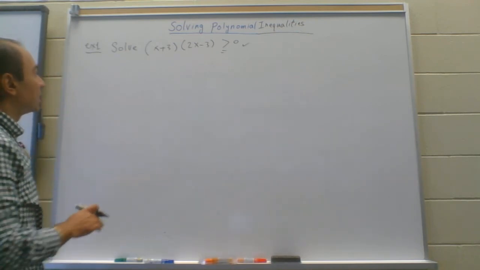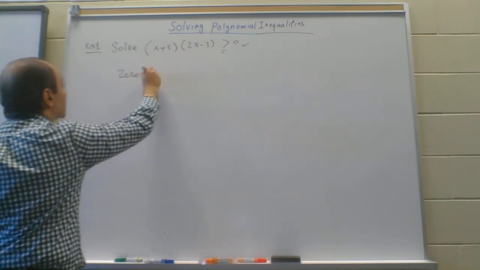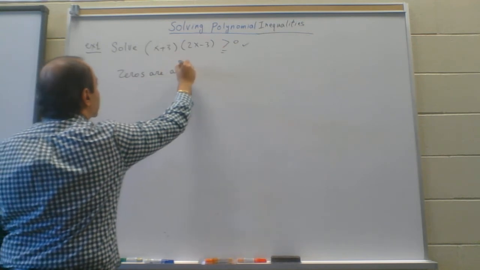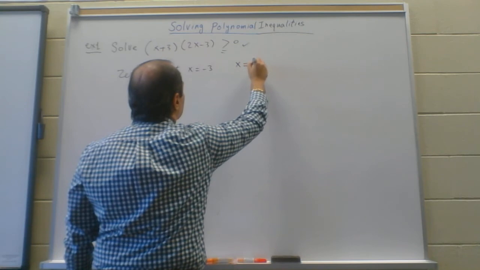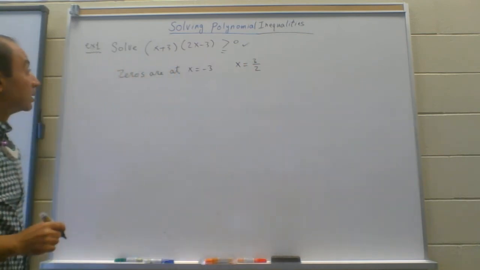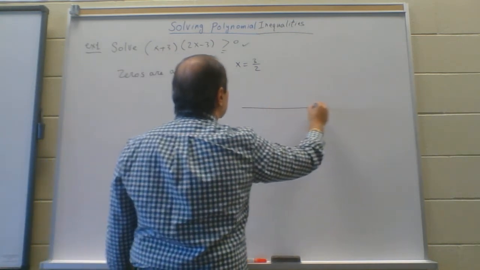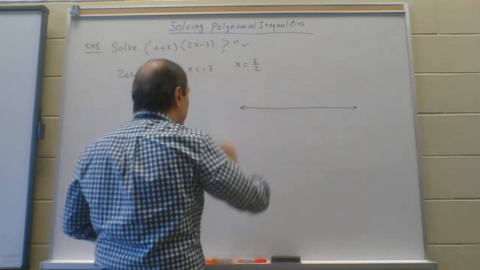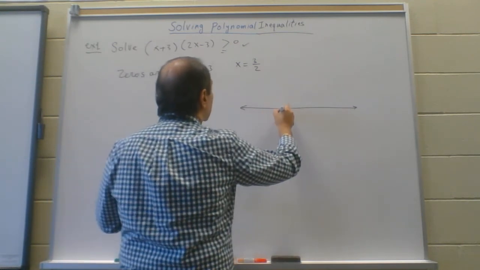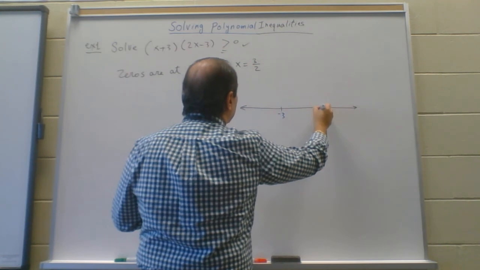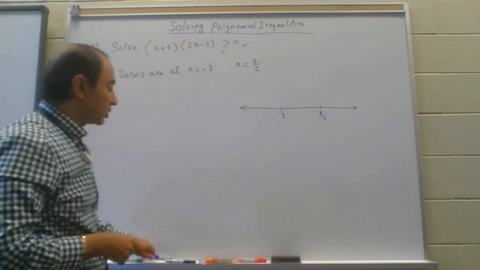Third step, we need to find the zeros. Here, zeros are at x equal negative 3 and x equal 3 over 2. Those are the two zeros. So we make a line chart like this, and we put the two zeros. So one is at negative 3, and the other one is 3 over 2, which is 1.5. And we need to test each interval.